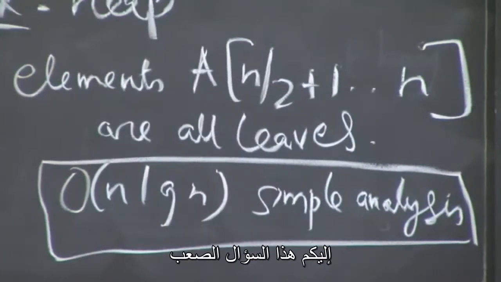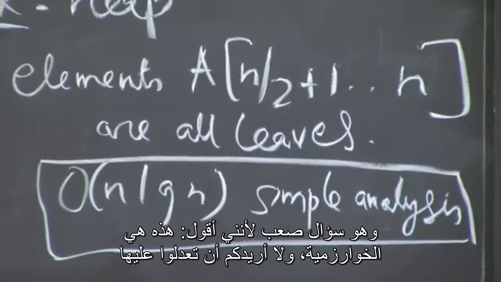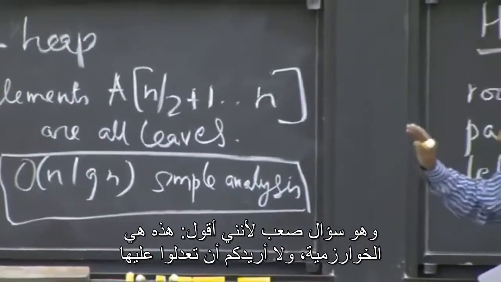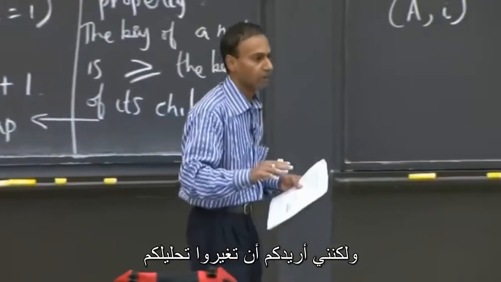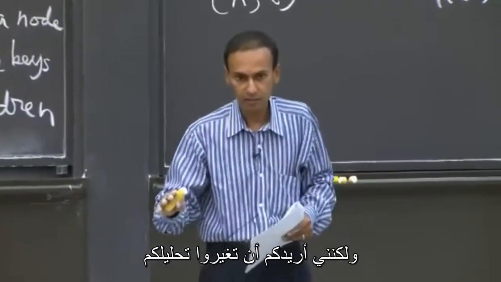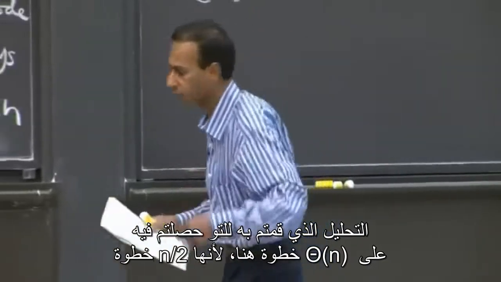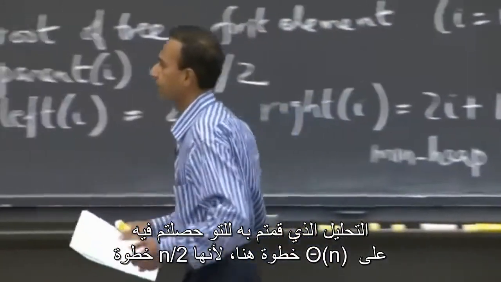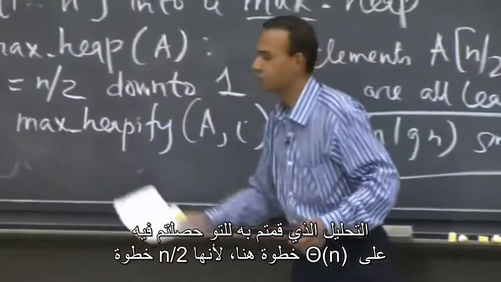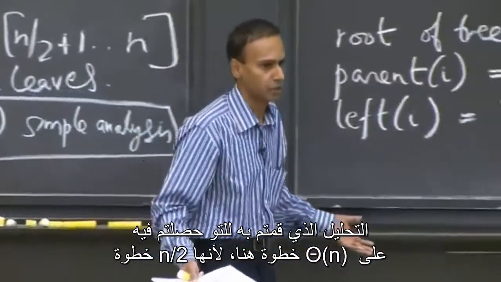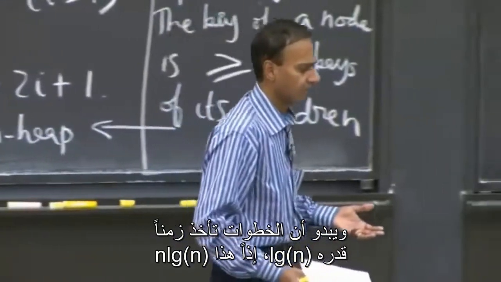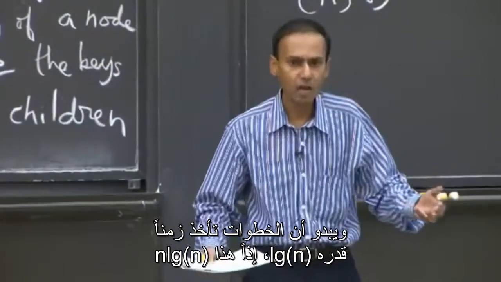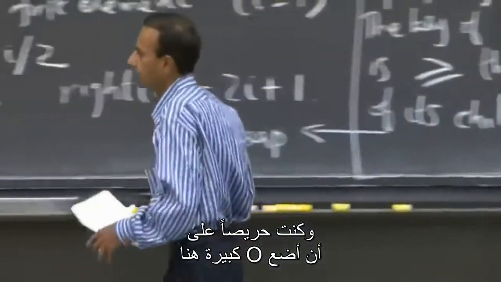So it's a subtle question that I'm asking. I'm saying this is the algorithm. I don't want you to change the algorithm, but I want you to change your analysis. The analysis that you just did was you said I have theta n steps here because it's n by 2 steps. Looks like each of the steps is taking log n time. So that's n log n. And I was careful.